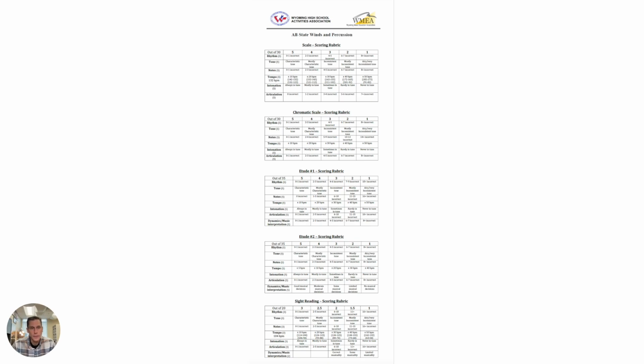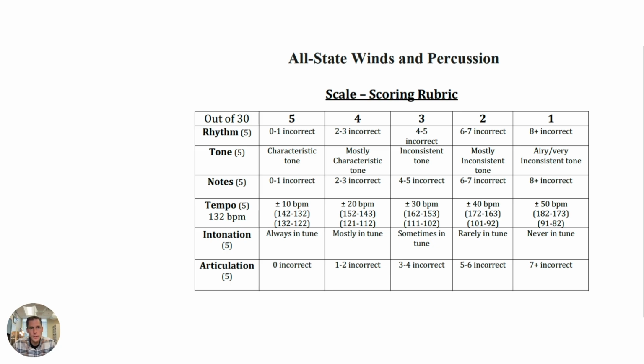So, this first unit on here, let's look at this one. The first thing up we have is our scales. For our scales, they're going to grade you on six different things: rhythm, tone, notes, tempo, intonation, and articulation. Most of these are pretty self-explanatory. The rhythm for the scales is all the same. It's all the Clark pattern.